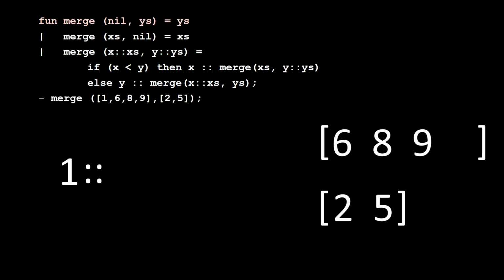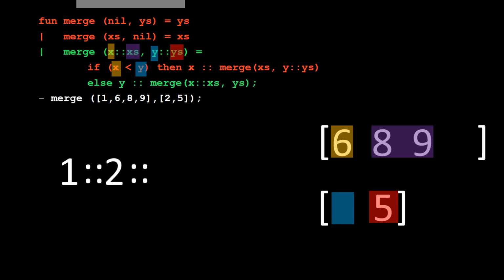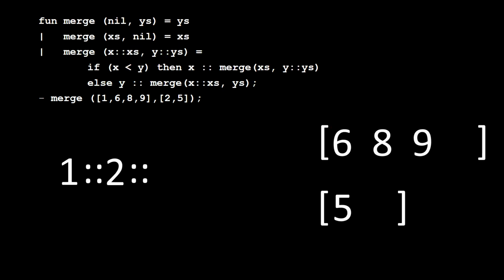In the recursive call, both of the first two patterns still do not match, so we are on the third pattern again. SML identifies the head and the tail of each list. This time Y is smaller, so it prepends the value of Y to the front of a list it will build by recursively calling the merge function with all of the first list and the tail of the second list. Your turn. You try this one.